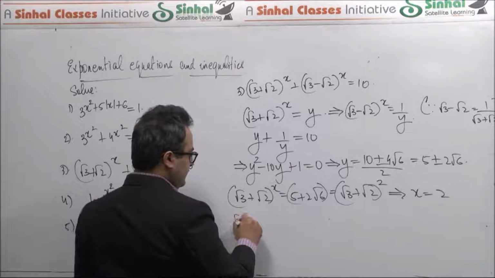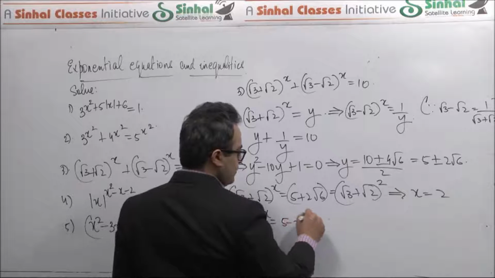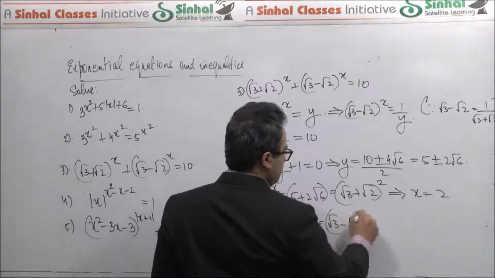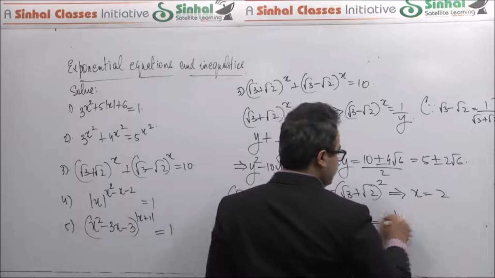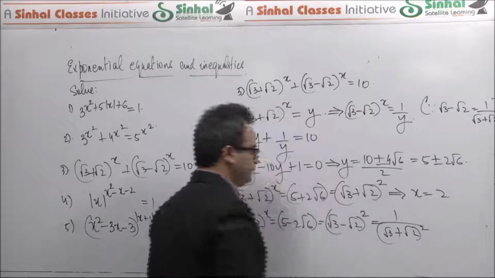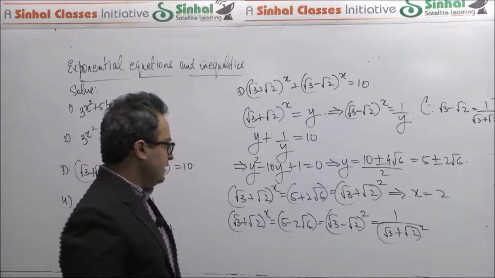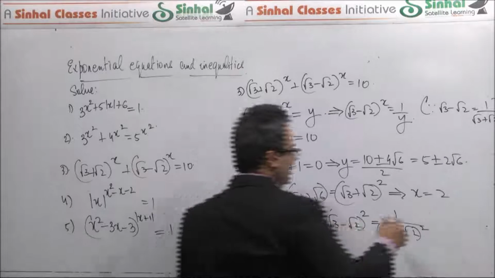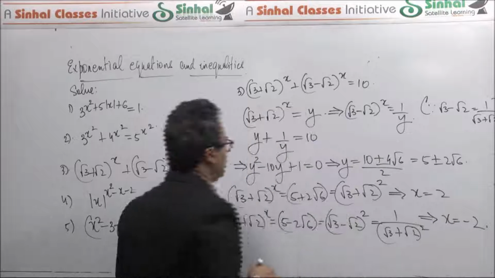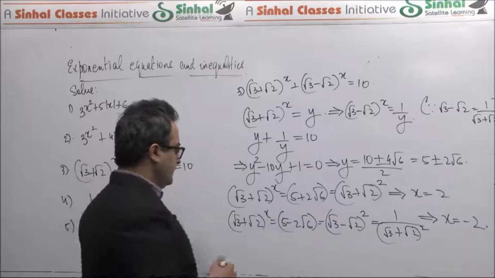So root 3 plus root 2 raised to x is 5 minus 2 root 6, which is actually root 3 minus root 2 square, which is actually 1 upon root 3 plus root 2 square, because we have already seen that root 3 minus root 2 is 1 upon root 3 plus root 2. So clearly x must be equal to minus 2 then. Right? So for the third question, answers could be 2 or minus 2.